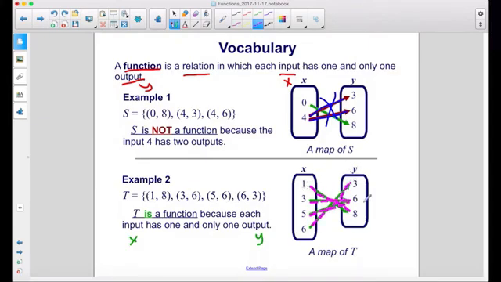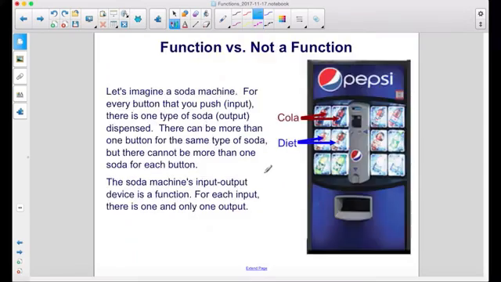Each x has only one y output, and that means that this was a function. Function versus not a function. Let's imagine a soda machine. For every button that you push, an input, there will be one type of soda that comes out. So it doesn't matter if there are 2 different buttons for cola, one cola is going to come out, no matter which button you push. This is kind of how functions work.